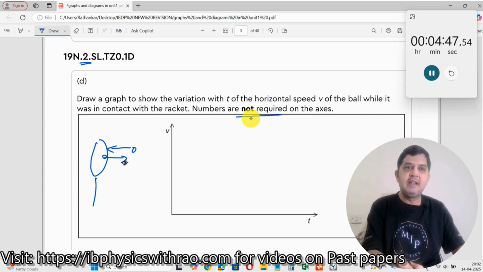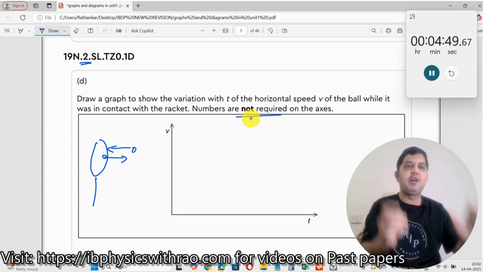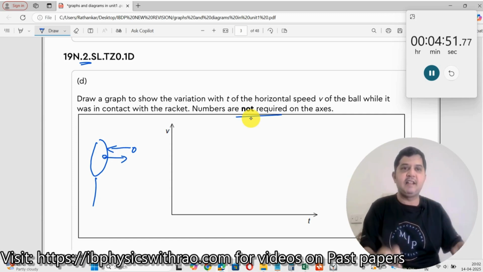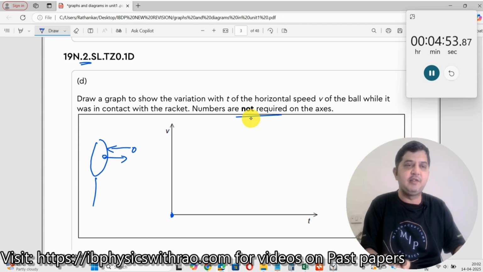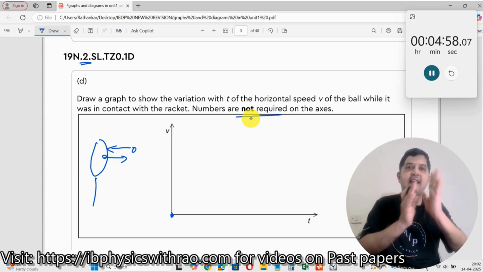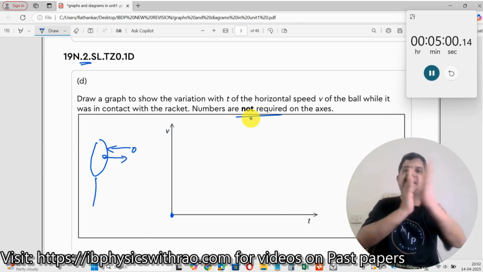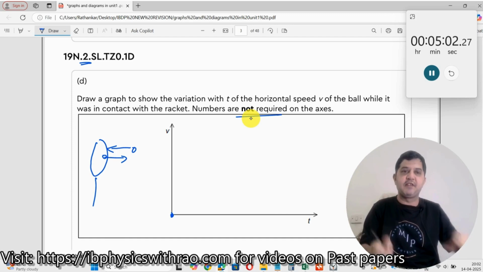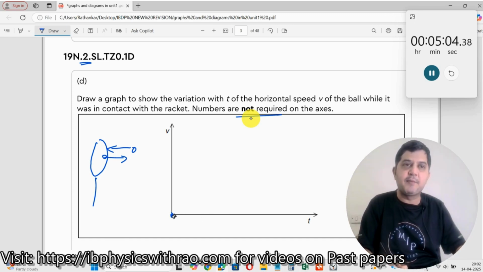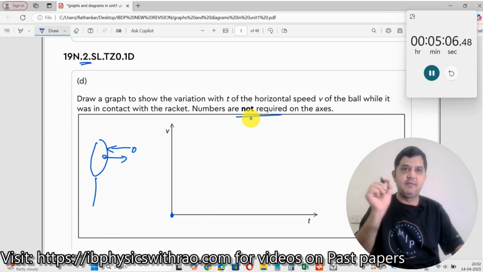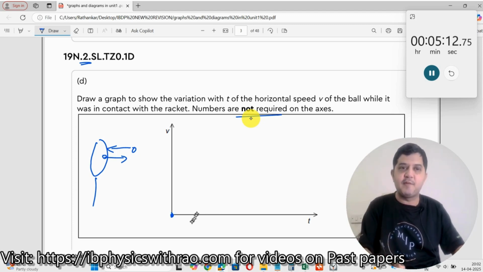So the moment it hits here, what will happen? The ball will come to a rest over here, right? That means at t equal to 0, velocity is 0. Then what happens? The racket tries to push it back because the elastic force of it tries to push it backwards. So when it pushes it backwards, the velocity starts increasing. It's not a linear increase, but it keeps on increasing in an exponential way. It increases like this over here. There is no negative.